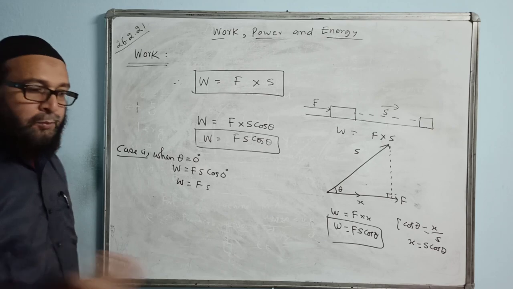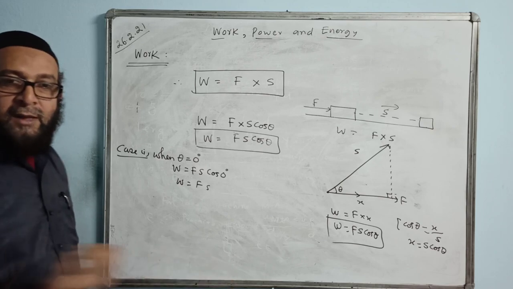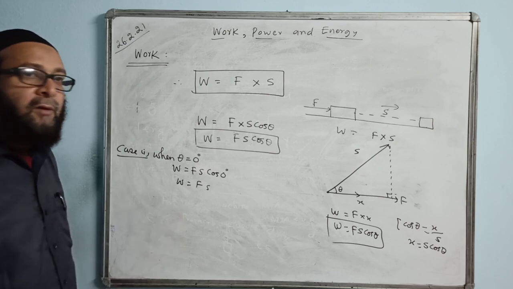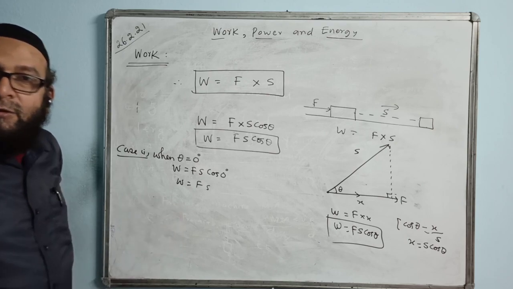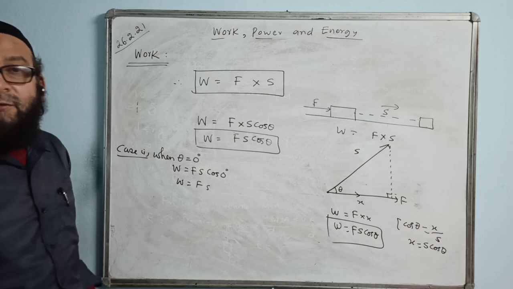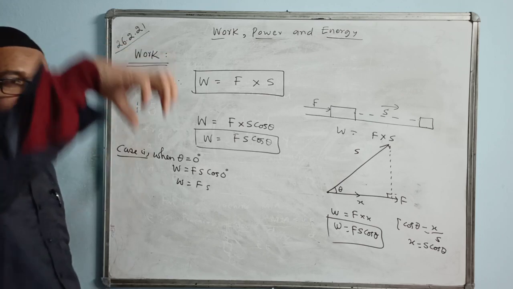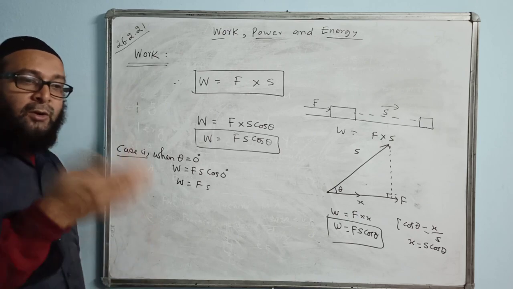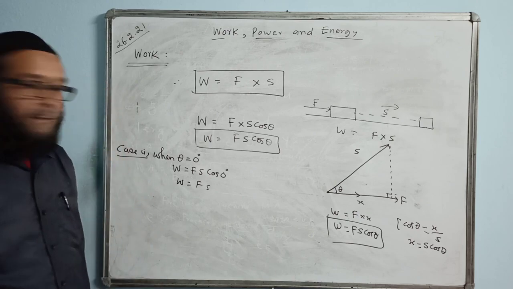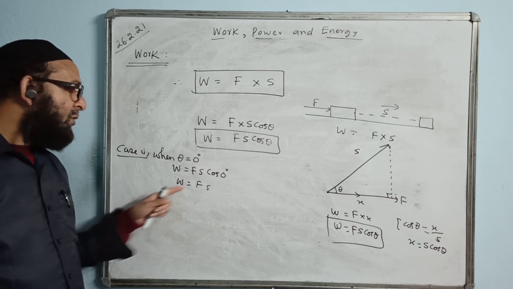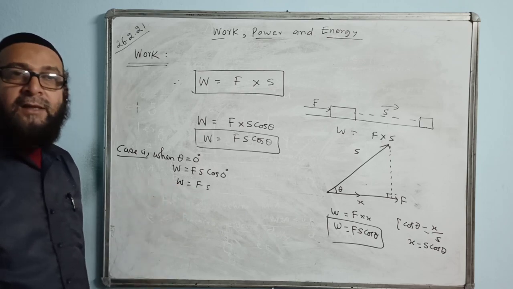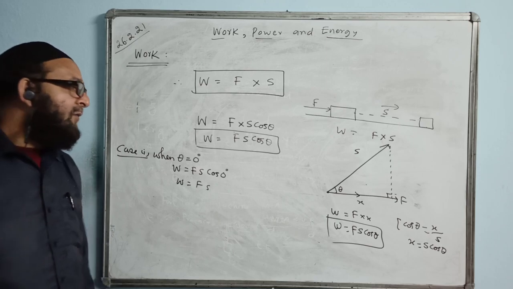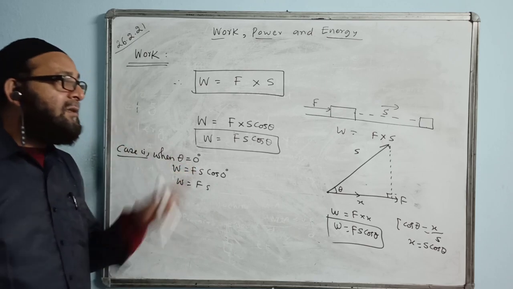Pulling a drawer, whatever direction we apply the force, the drawer moves in the same direction. This is also an example of positive work. Work done by the force of gravity on a body falling freely under gravity: gravity is acting downward, the body is also falling downward only. So theta is 0 degrees, and W is equal to Fs. So the work done is maximum and positive when theta equals 0 degrees, that means when force is in the same direction as the displacement.